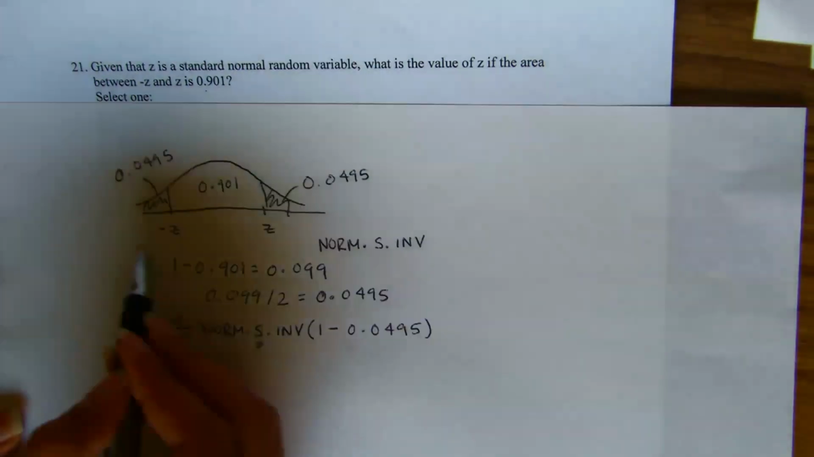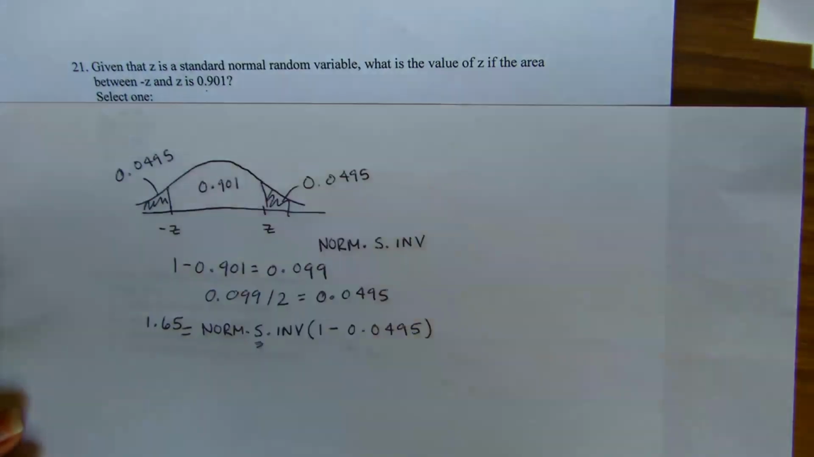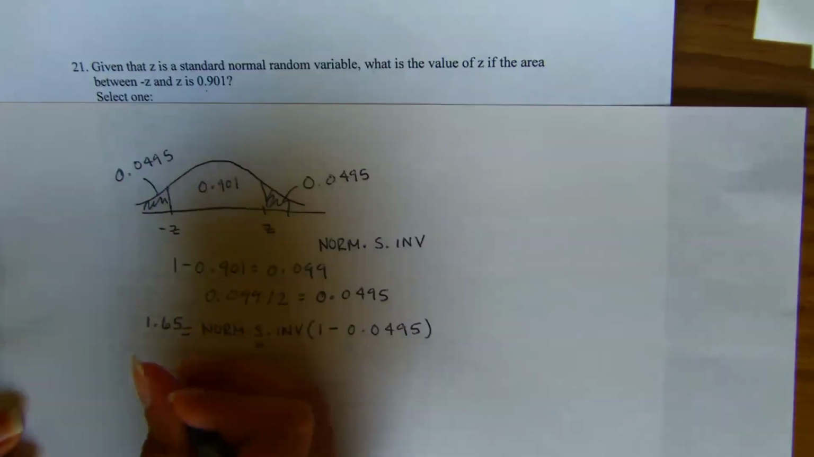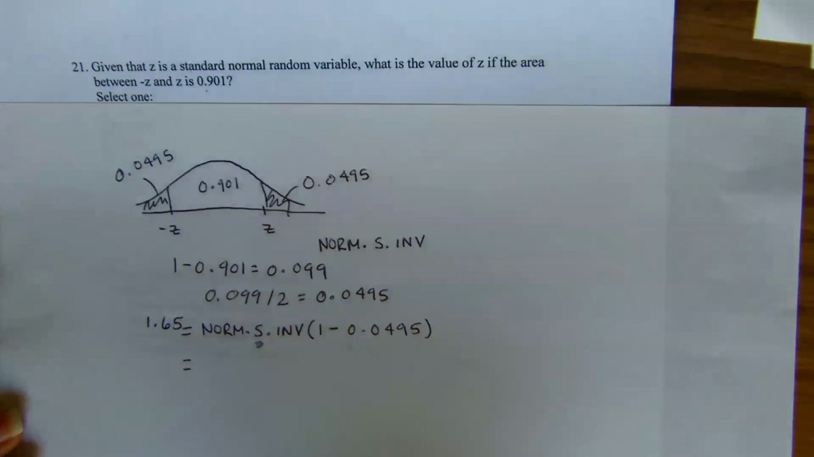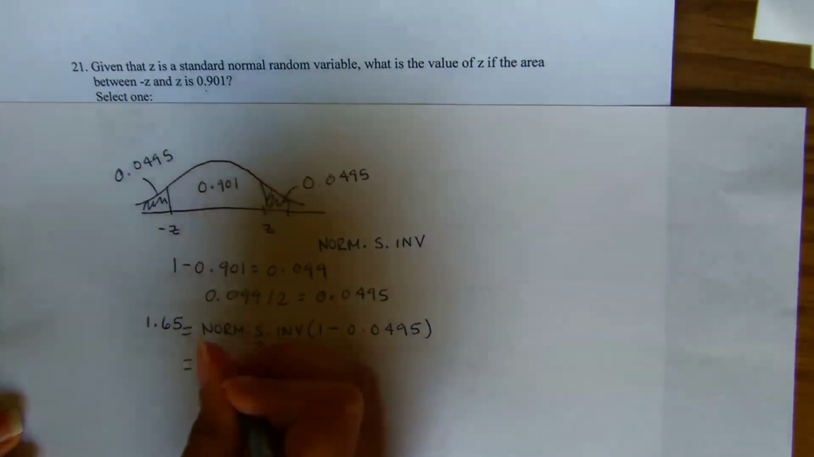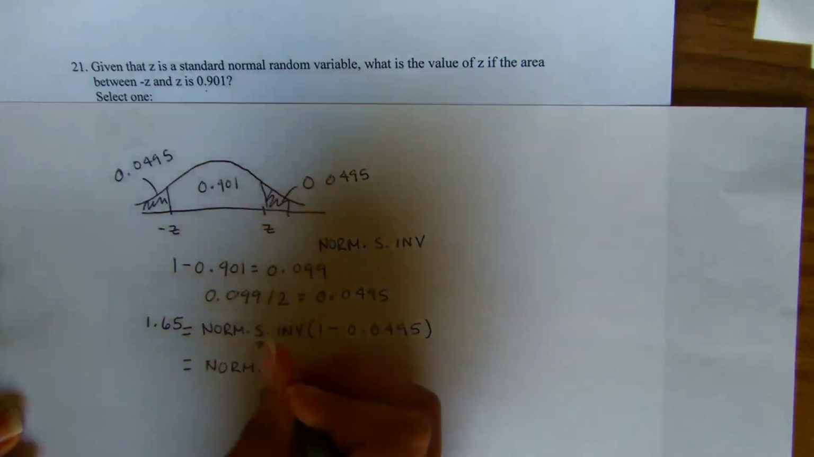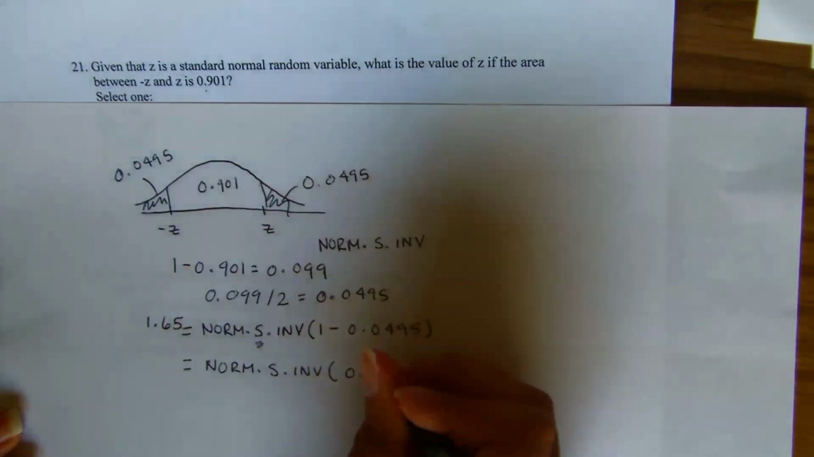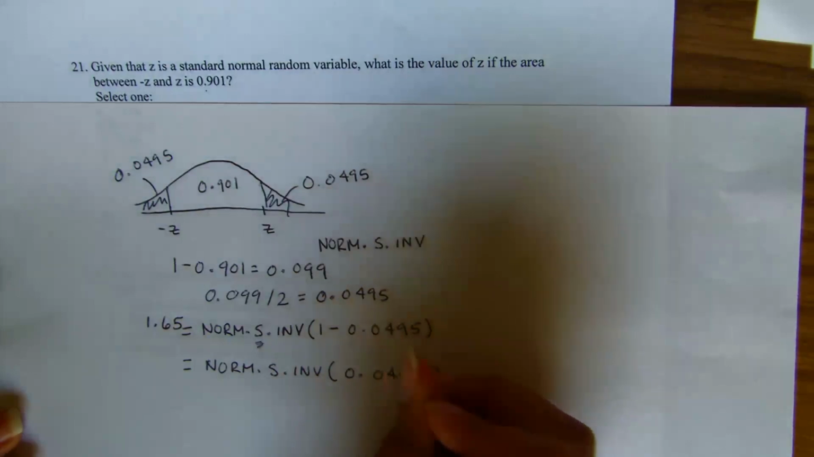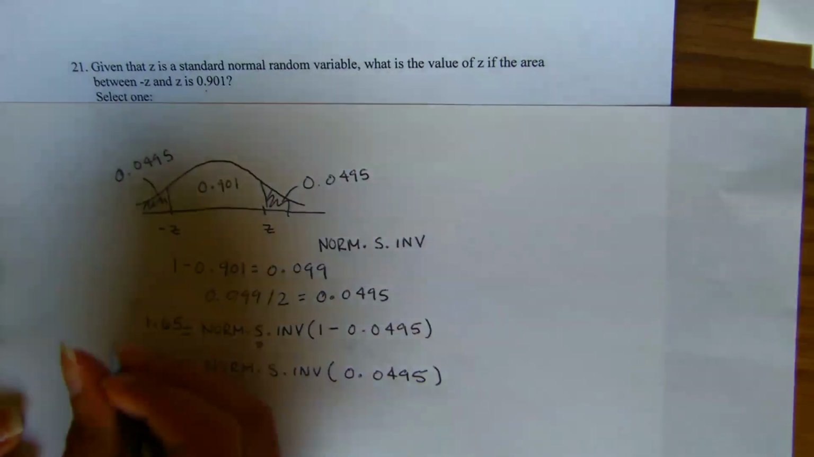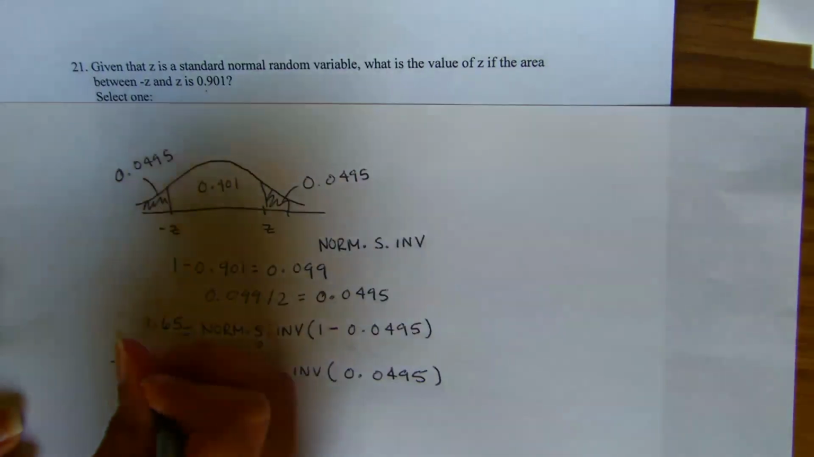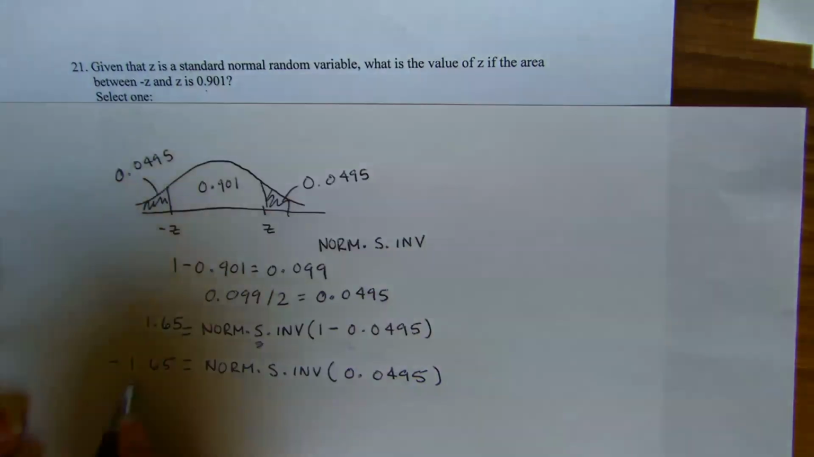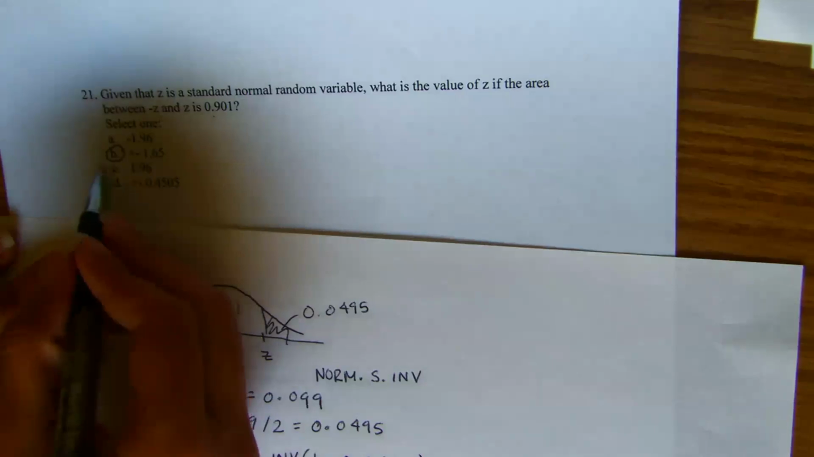Okay. And if we want to get this side, because Excel naturally calculates to the left, we don't need to use that 1 minus. We're just going to use norm.s.inverse 0.0495. And that's going to give us the same answer, but as a negative. So negative 1.65. And that would mean our answer is B right there.